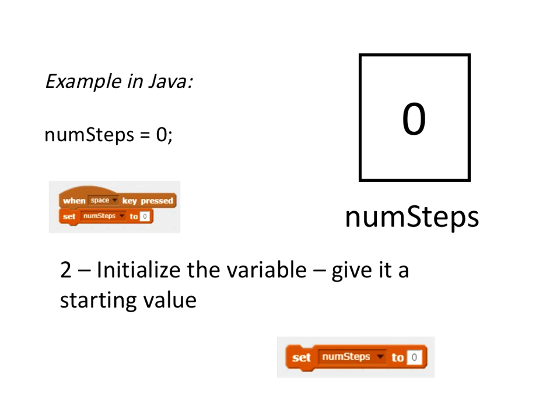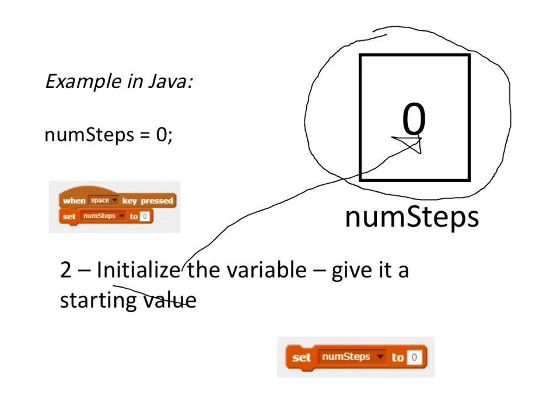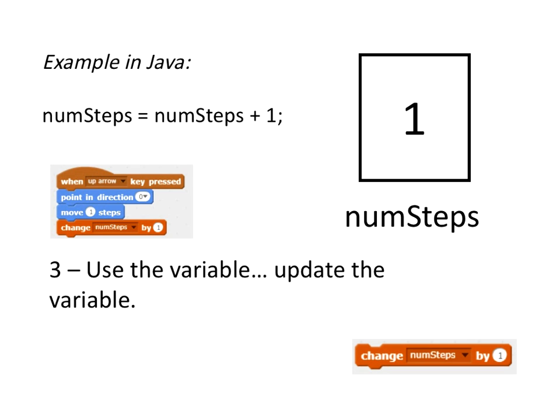As soon as I do that and then press the space bar if it was Scratch, or run my program in Java, the 0 will fill into the container. So when you declare a variable, you basically make this container, this square, and then when you initialize it, you're filling in the variable value. So it now has a value of 0. I'll go to my next slide.